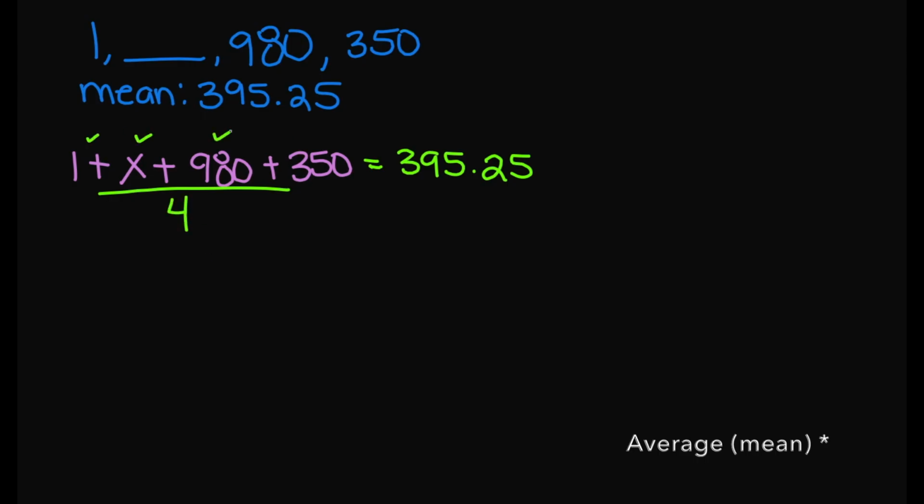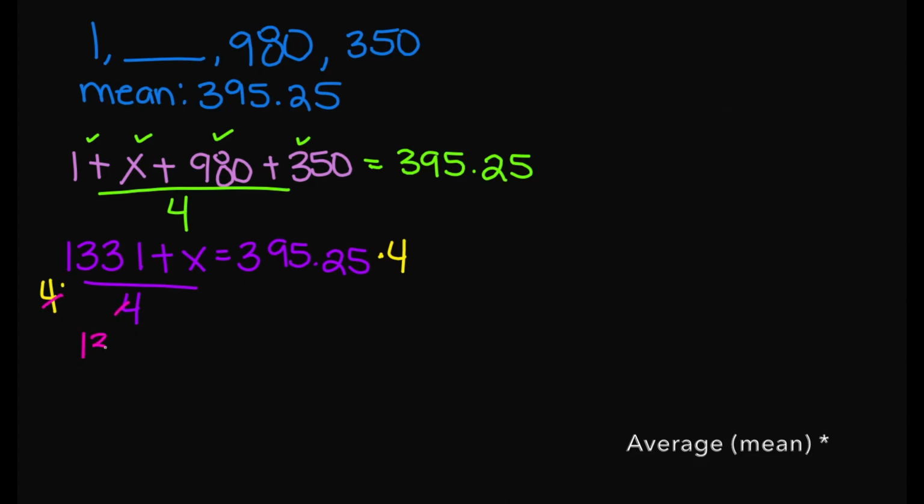1, 2, 3, 4. Now I'm going to add everything here. So we have 1 plus 980 plus 350. This is going to give me 1331 plus x equals 395.25 divided by 4. Now we're going to multiply both sides by 4 so that we can solve for x. My 4s on my left side are going to cancel out.